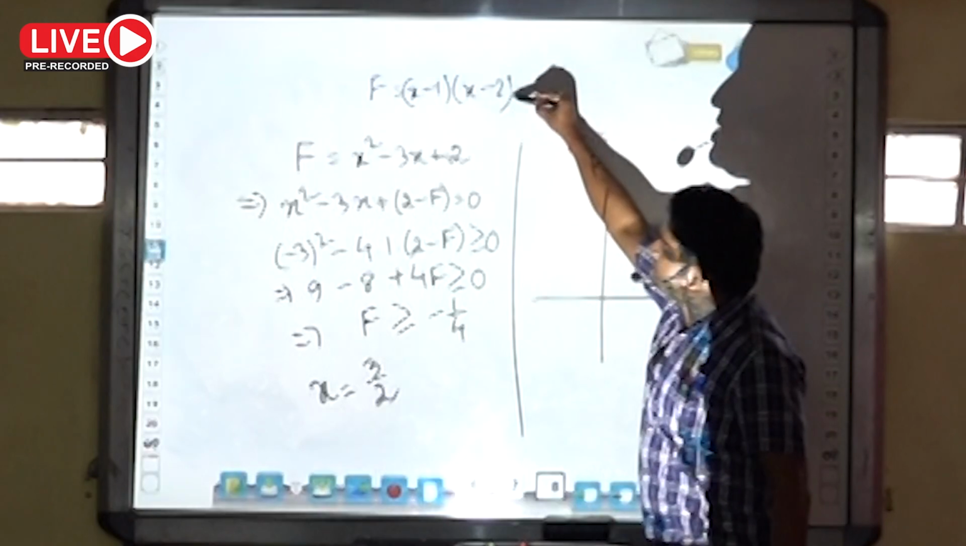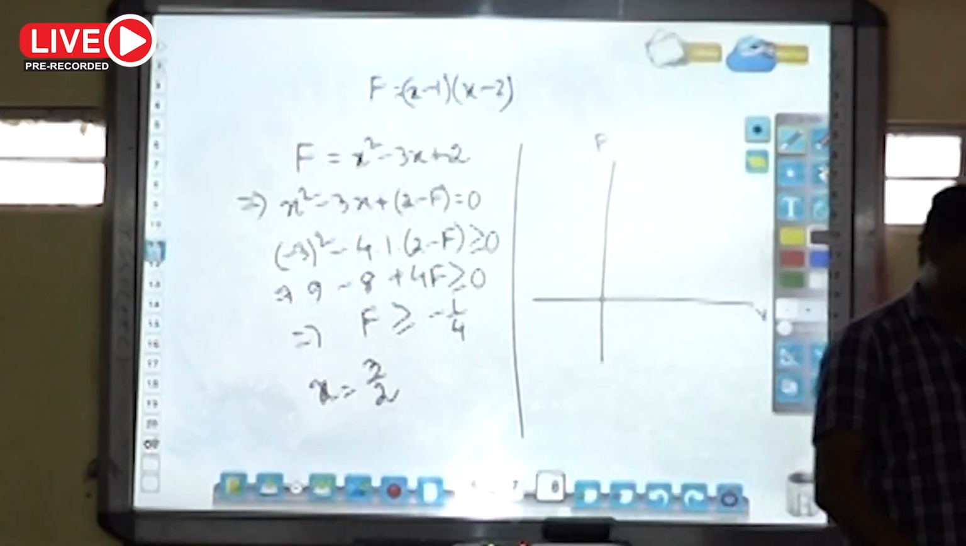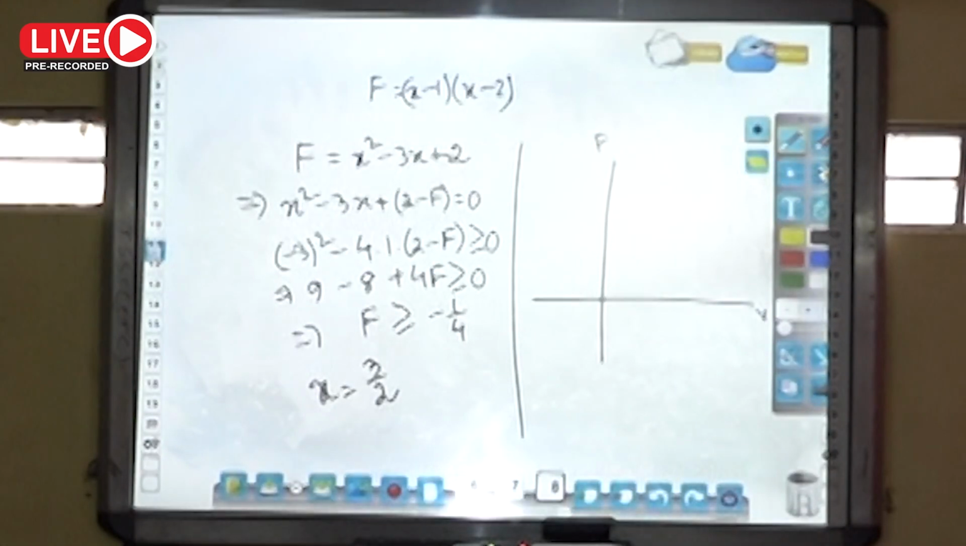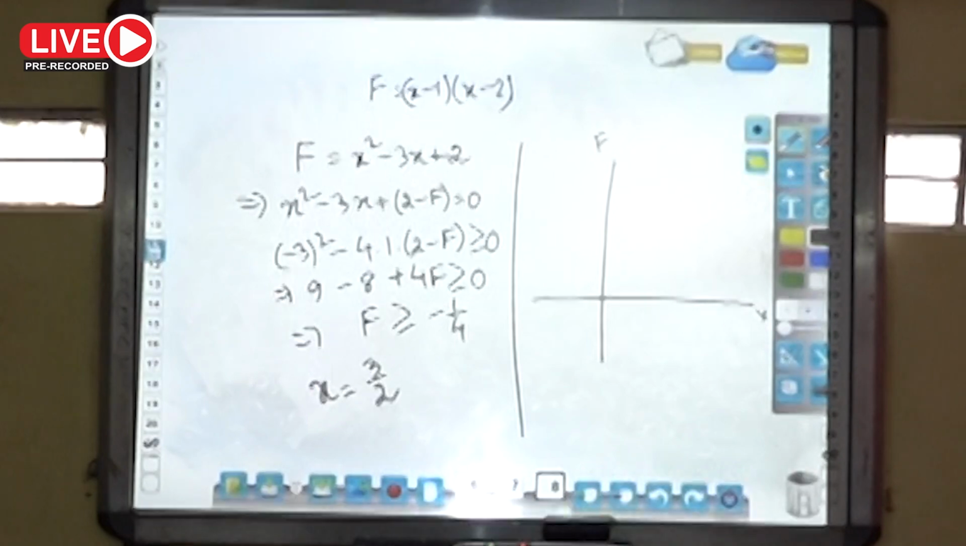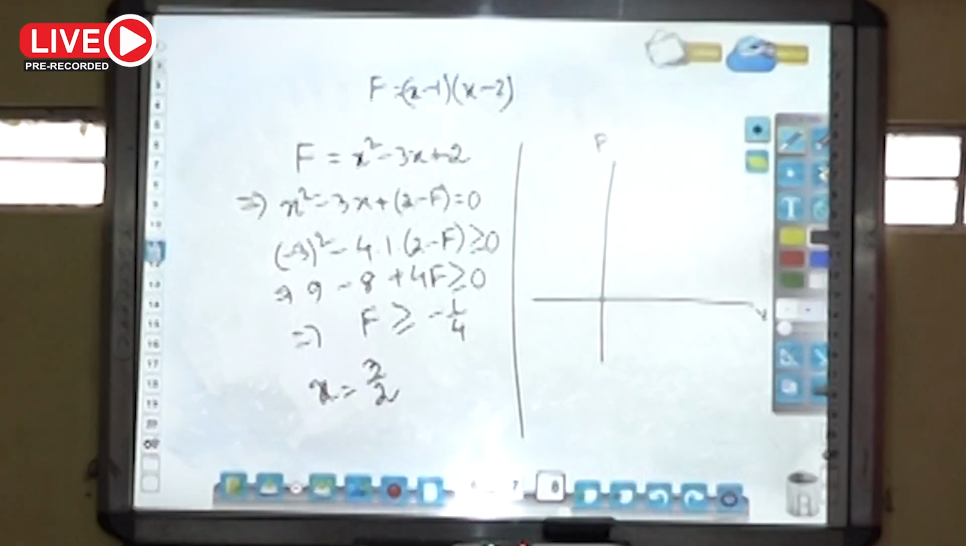How do we factor the term? See, x square minus 3x plus 2: if you do the middle term factorization, it will come out as (x minus 1) into (x minus 2). Okay. Now check what are the zeros of f.